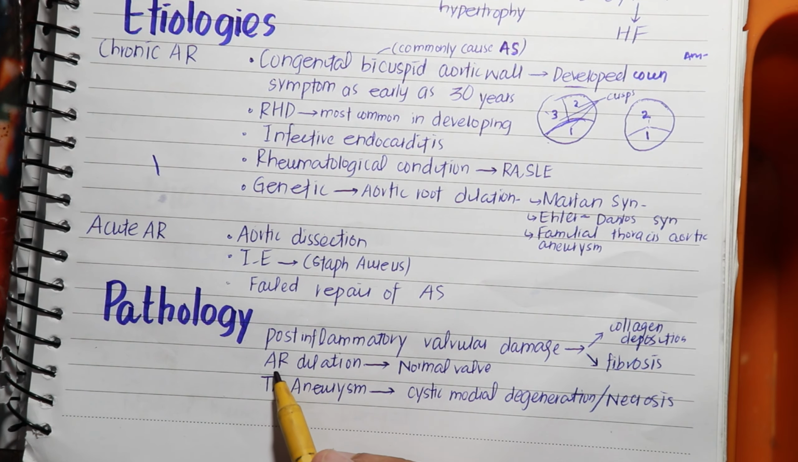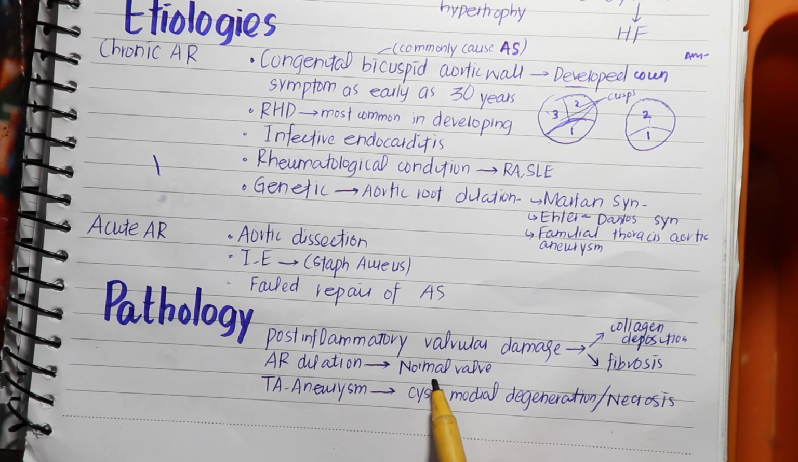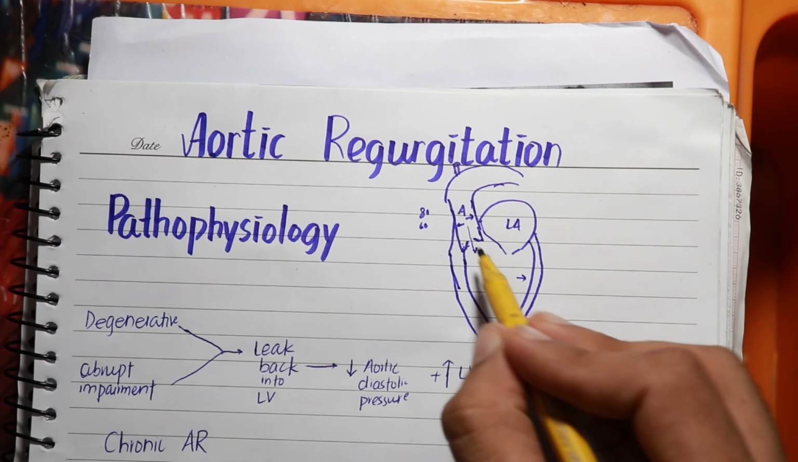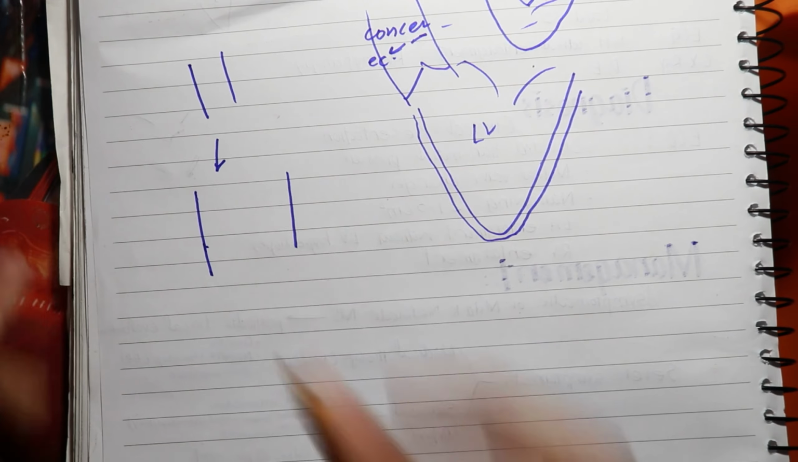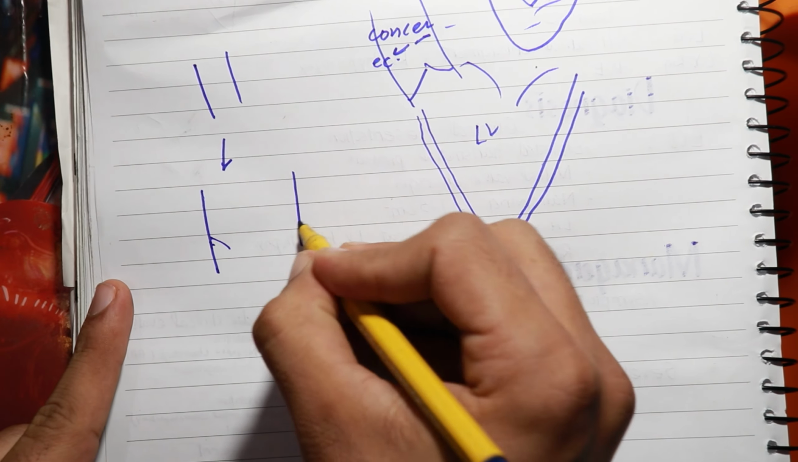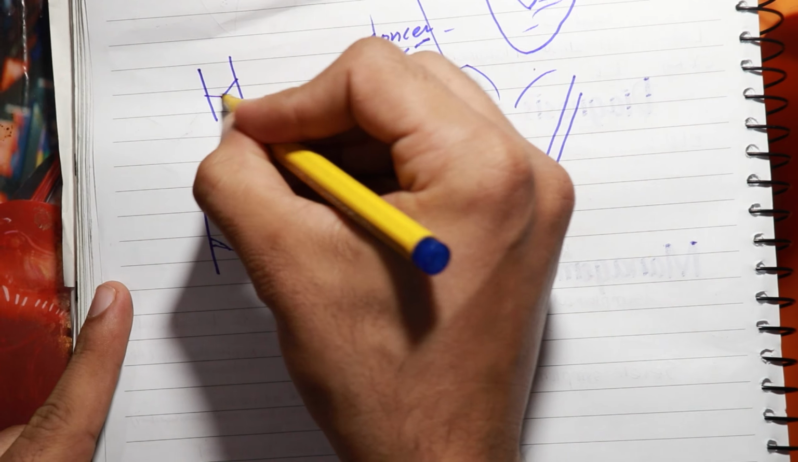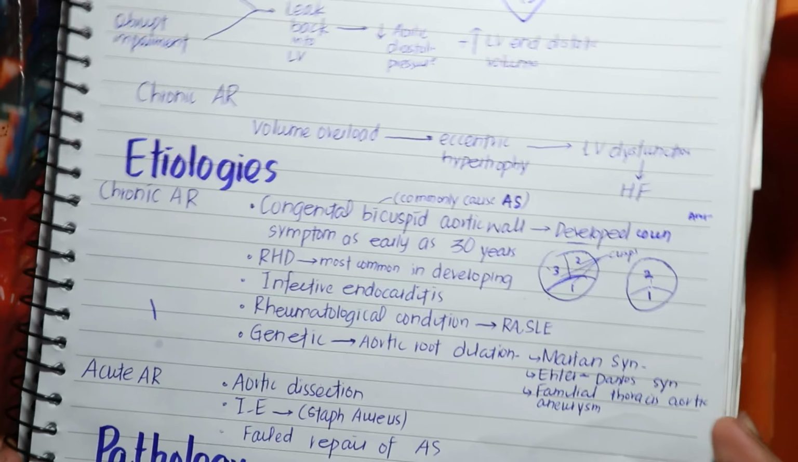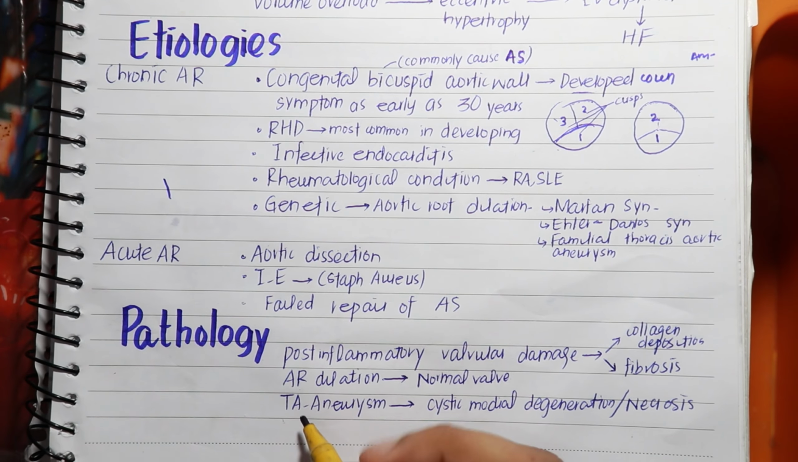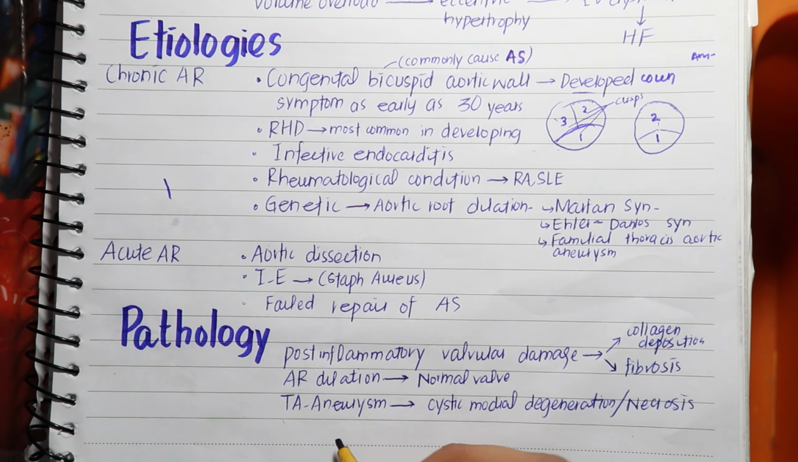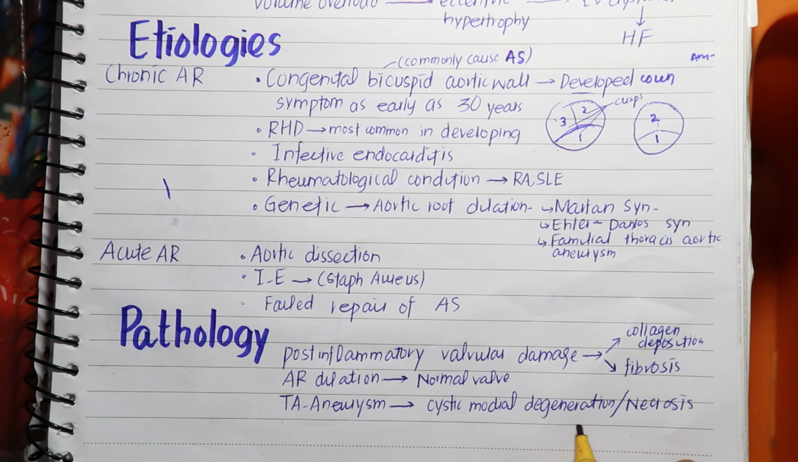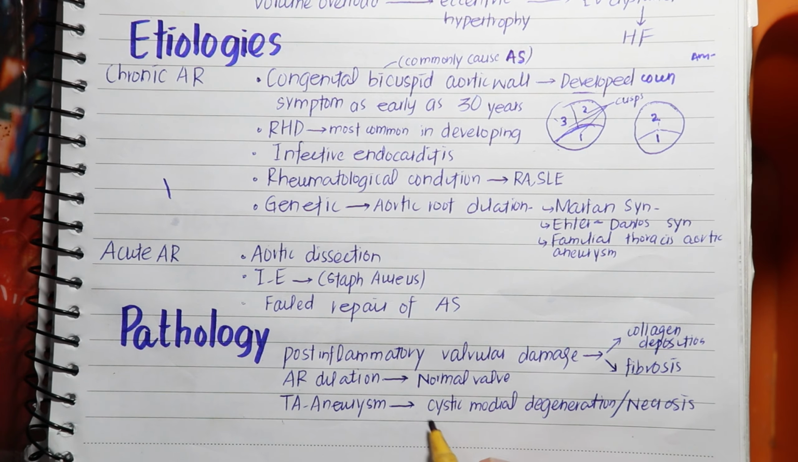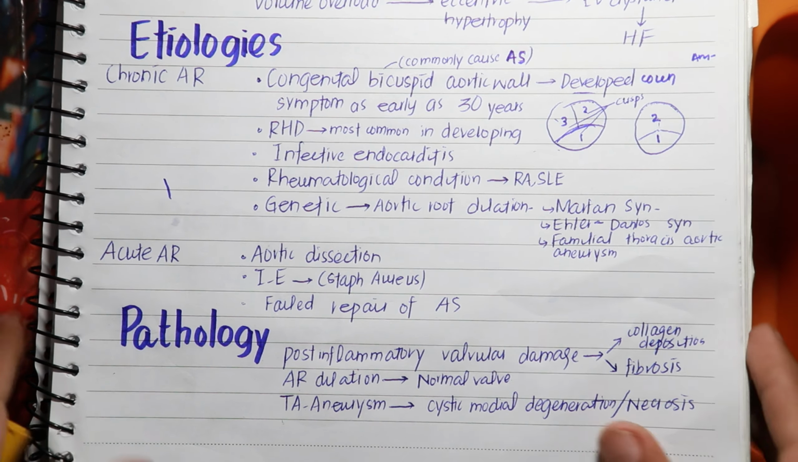In case of aortic dilatation, like in case of these syndromes, that ultimately leads to aortic regurgitation. So in aortic root dilatation, the wall is normal, because the root is dilated. This aortic root is dilated, but the wall is normal. Normally it was this, and now it's only normal. What happened? This root is dilated. So the pathology in thoracic aortic aneurysm is cystic medial degeneration or necrosis. You will find on histopathology cystic medial degeneration or necrosis.